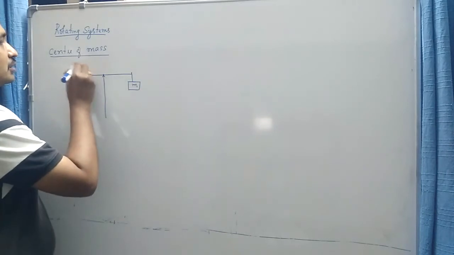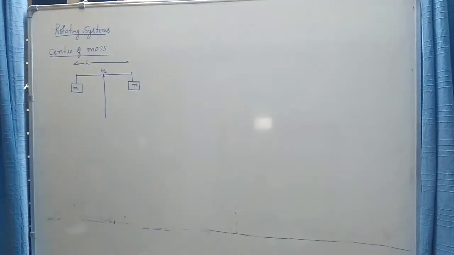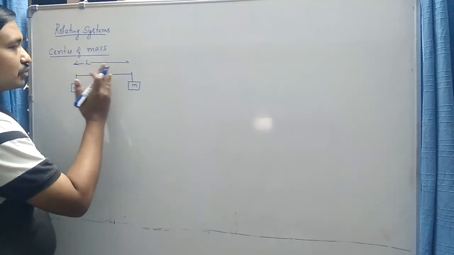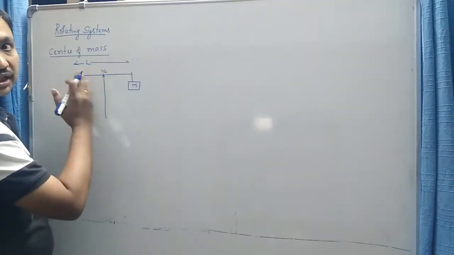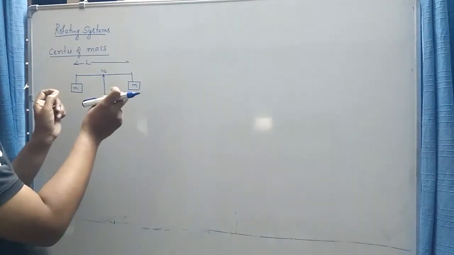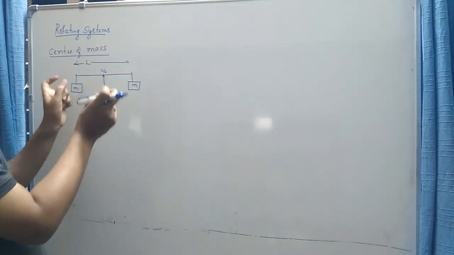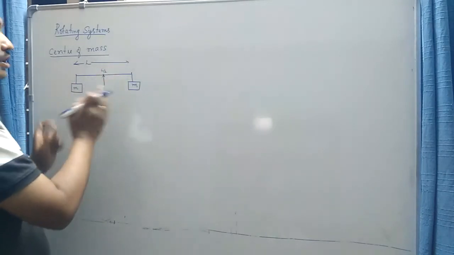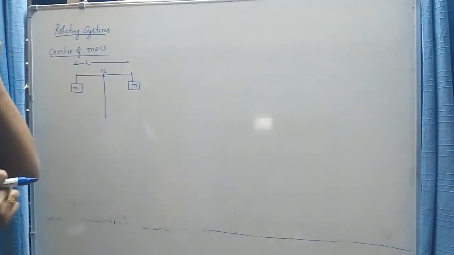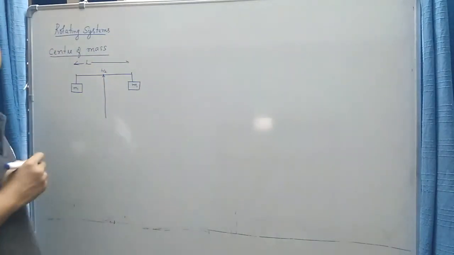So if the length of the metal bar is L, the balancing point is at L by 2. If I move this vertical bar away from the point L by 2 in either direction, to the right or to the left, what will happen? The system will not remain in horizontal position, and the whole system will tilt either to the right or to the left, depending on in which direction I have moved the vertical bar. So this represents a balancing point, an imaginary point which is exactly at the center.